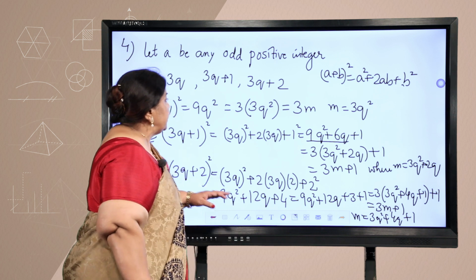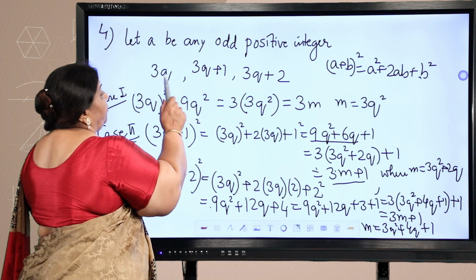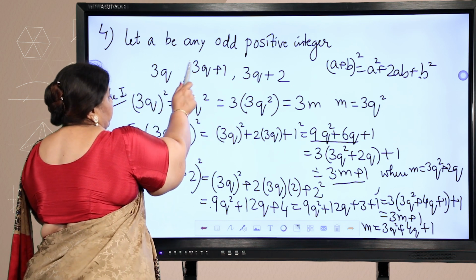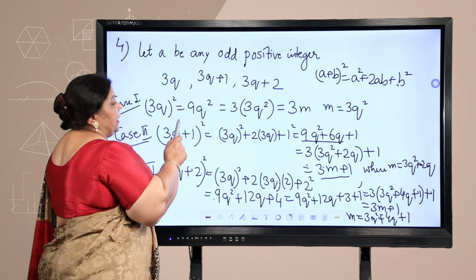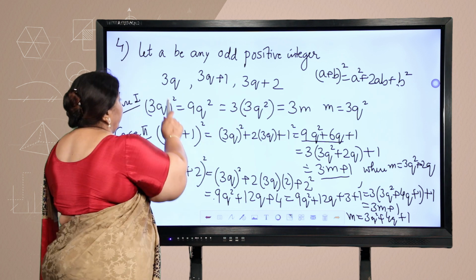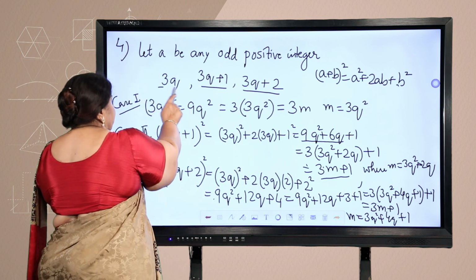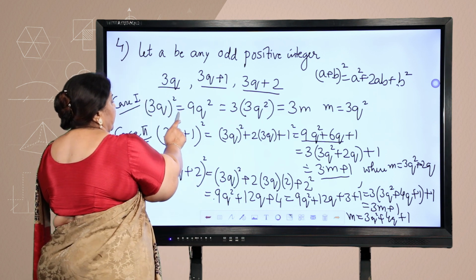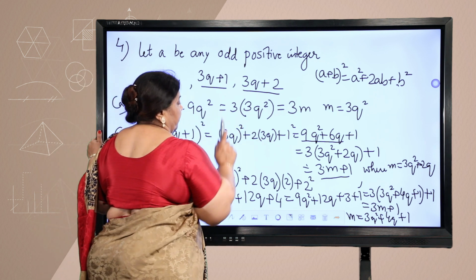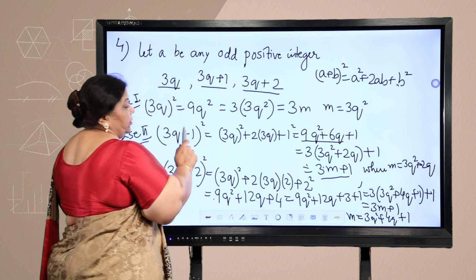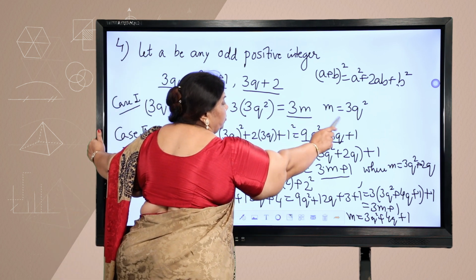So, we have seen, students, let a be any odd positive integer. We have to prove that the square of this odd positive integer is of the form 3m or 3m plus 1. For that, let us take the 3 cases. What are they? 3q, 3q plus 1 and 3q plus 2. In the first case, (3q) whole square, I can write it as 9q square, that is equal to 3 into 3q square. I have taken 3 common to show that it can be expressed in the form 3m, where m is equal to 3q square.